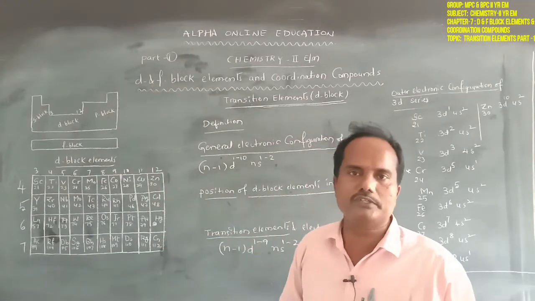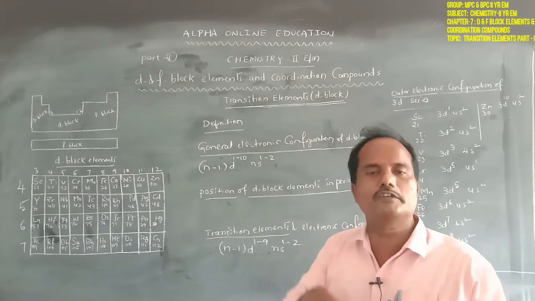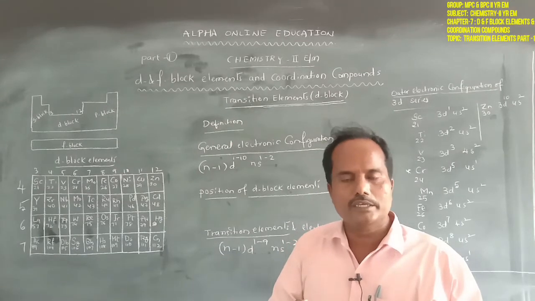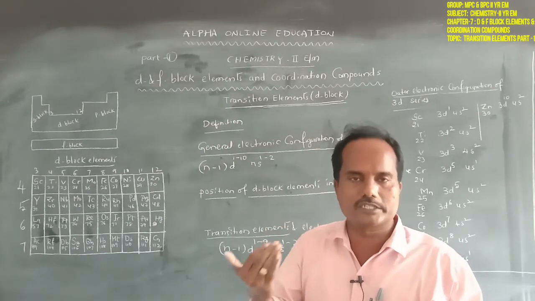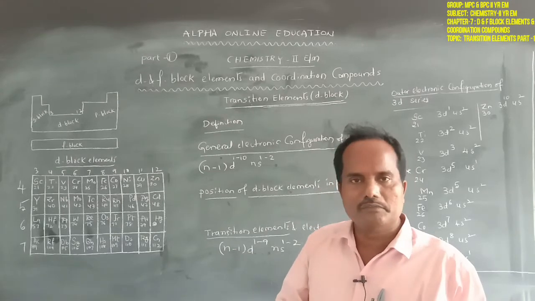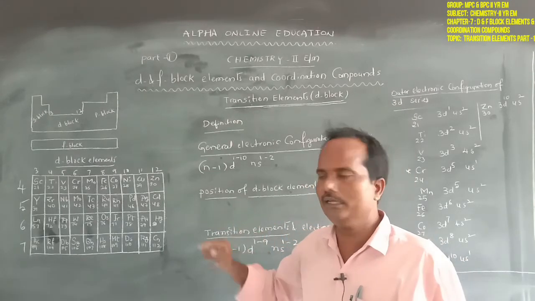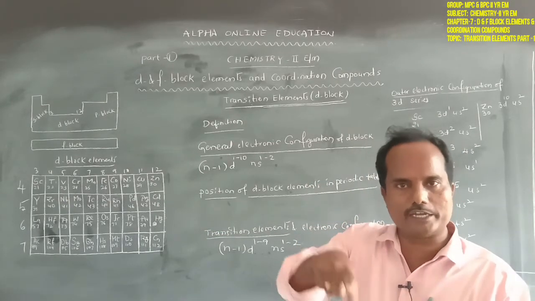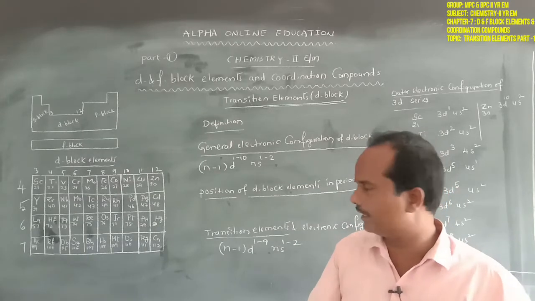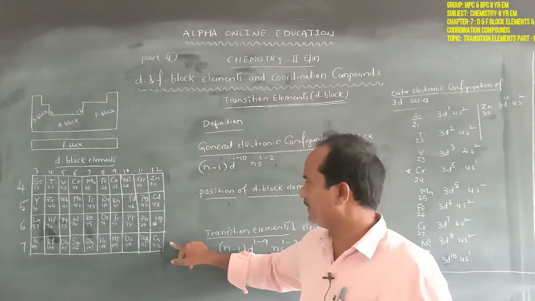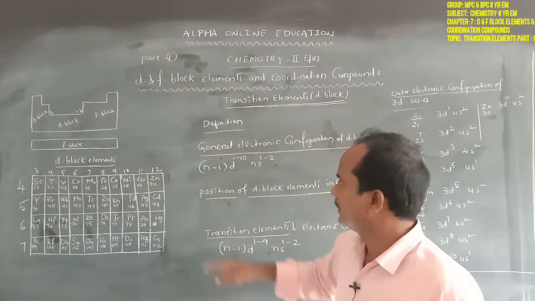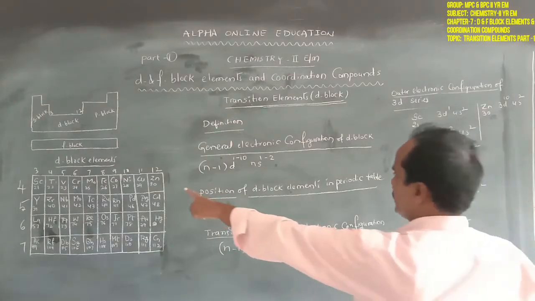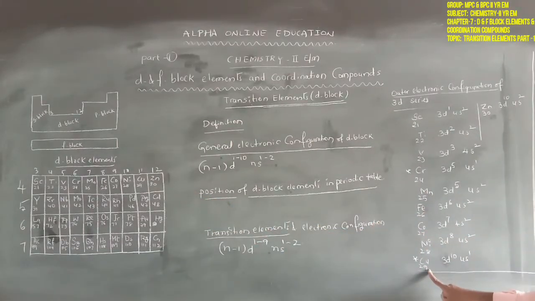So based on this view, transition elements are also defined as the elements which, in atomic condition or in their common oxidation states, have incompletely filled n-1 d electron configuration. In atomic condition or in ionic condition, the elements which have incompletely filled n-1 d configuration are considered transition elements.